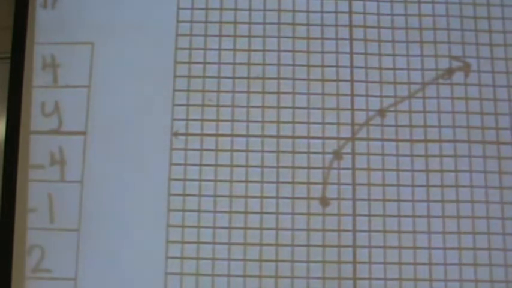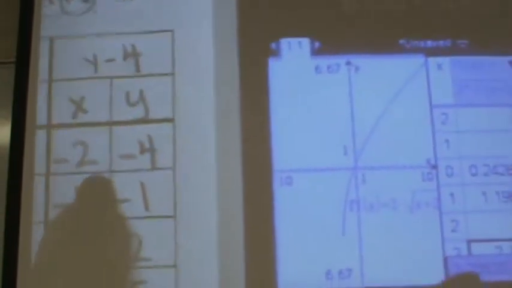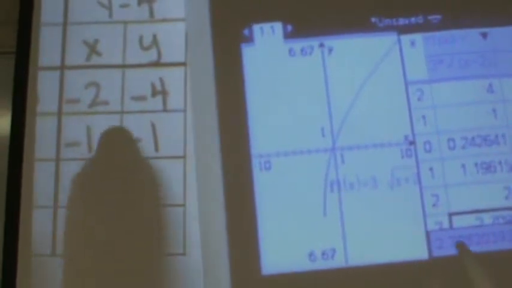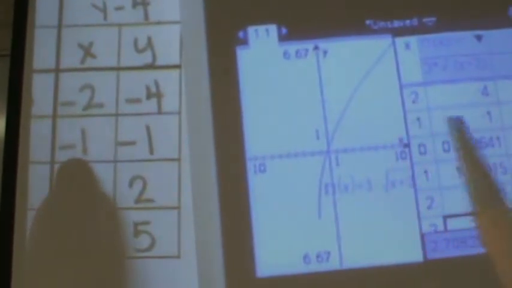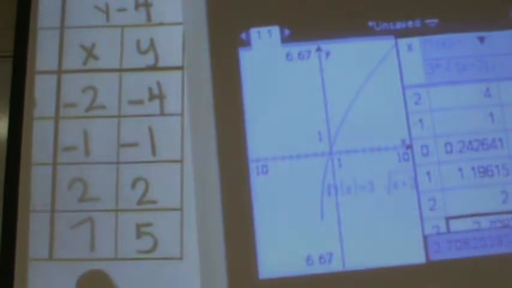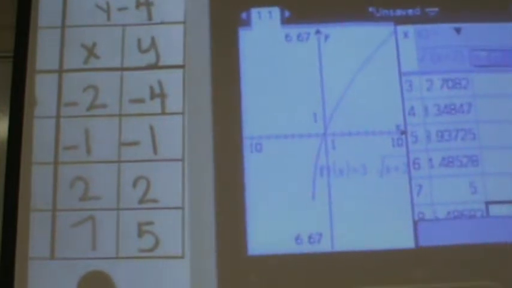Okay, now, Mr. Duke, did we do it right? Okay, so he graphed it, that's his graph right there, and here's his table. Let's see if the table matches our table. Wow, we have -2, -4. We have -1, -1. We have 2, 2. And we have 7, 5.